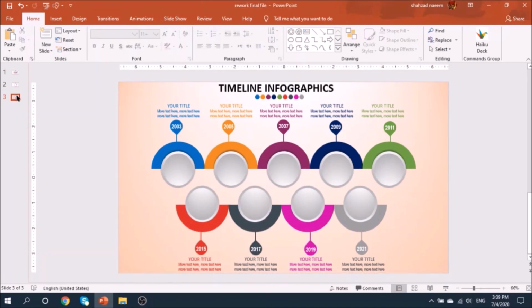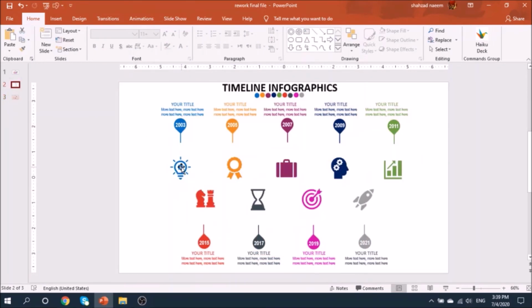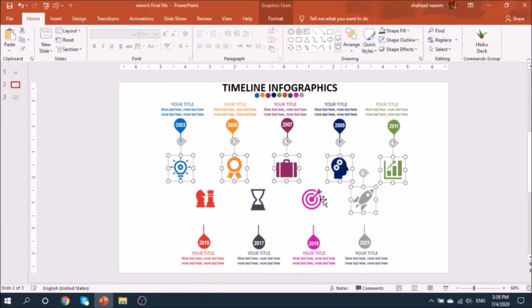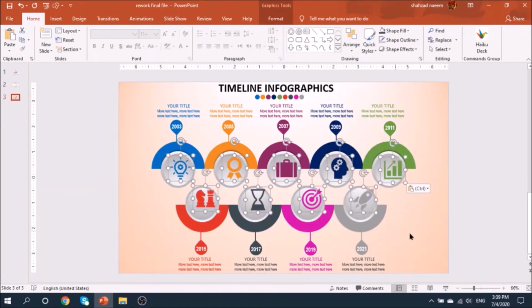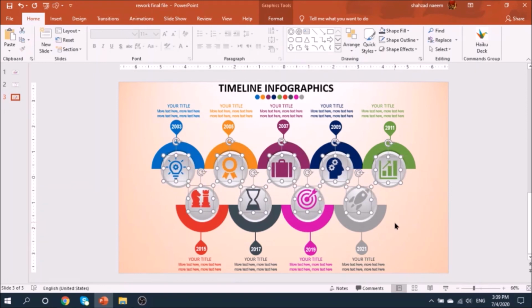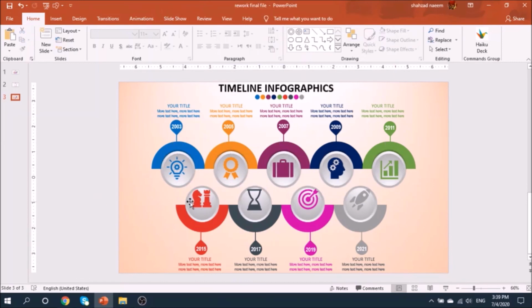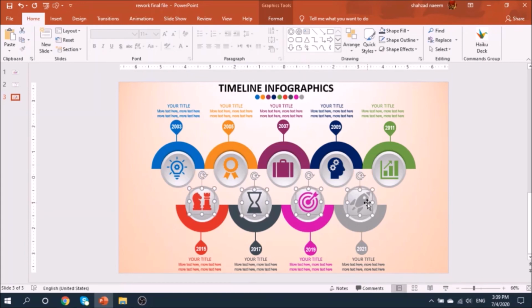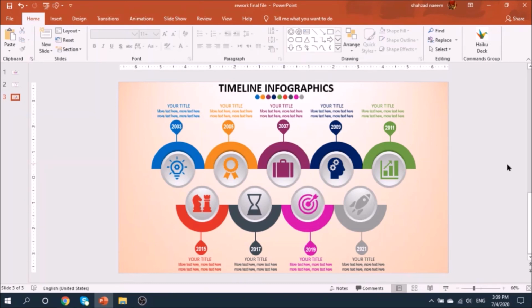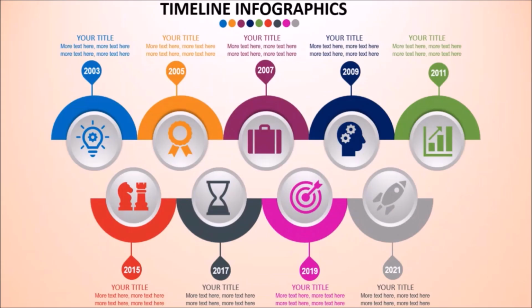And we will do the same with the icons. Let's adjust it and make sure that all are in the middle of each circle. Great. So let's have a look. Great. So we are done and looks beautiful with different colors.